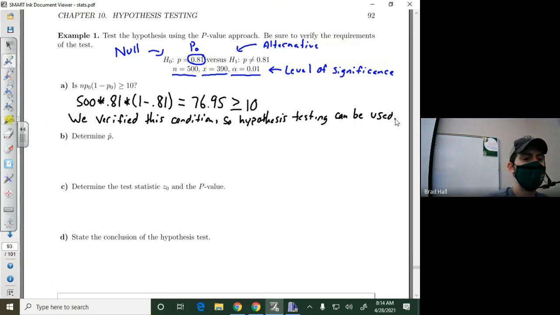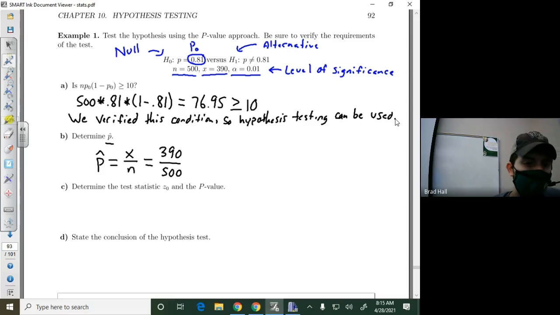Now they want us to determine p hat. So we've actually seen p hat before. In fact, we found this many sections ago. P hat is just x divided by n. It's just the number of people that have a characteristic divided by the total number of people surveyed. For example, they might have gone out and interviewed 500 people and found that 390 of them were females or something, just a very binary output. And they want to know the proportion of this, which is simply 390 divided by 500.